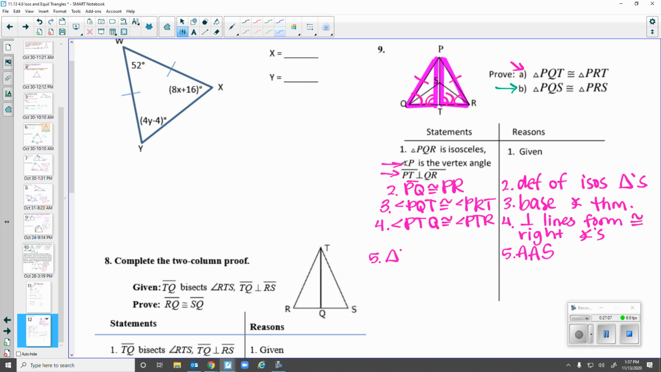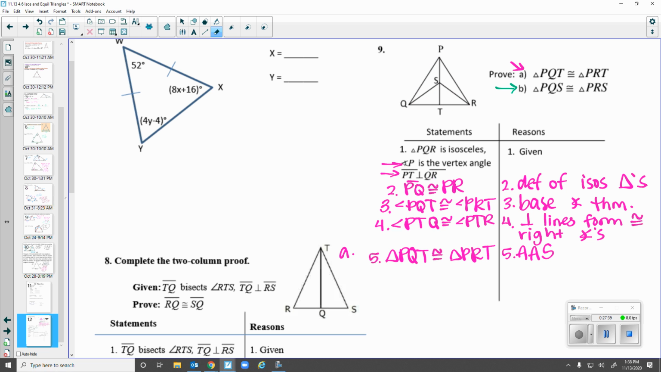Or triangle PQT is congruent to triangle PRT. Which was the first thing we had proved. That's why we're doing it together. It's like two proofs in one. But the good news is things we figured out in this proof can now help us to figure out the other triangle.